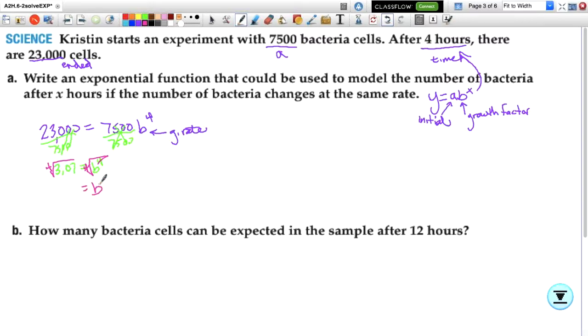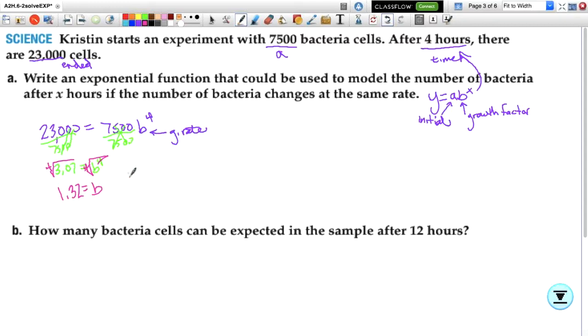So I'm going to have what number times itself 4 times equals 3.07. So I'll calculate that on my calculator also. And I end up getting 1.323. Okay, so I'm going to leave it as 1.32 right now.